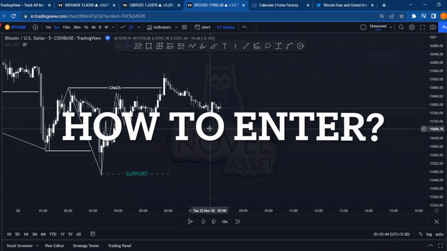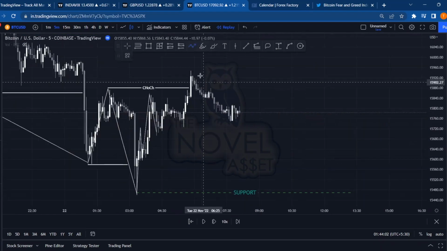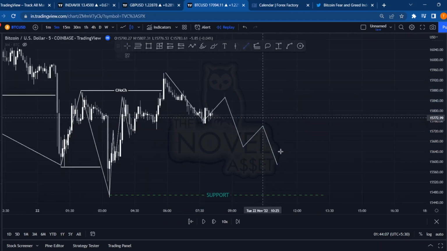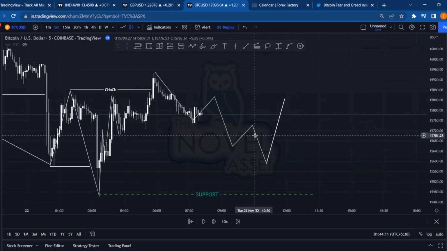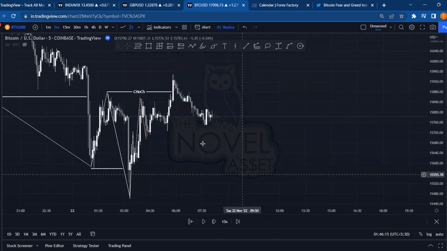So let's look at how we can catch this move towards the upside. What I need is something like this: price makes a lower low, lower high, lower low, lower high, and then price needs to do something like this, so that it can show me a change of character at the minor level. So let's look at how the price behaves. What are we looking for here?